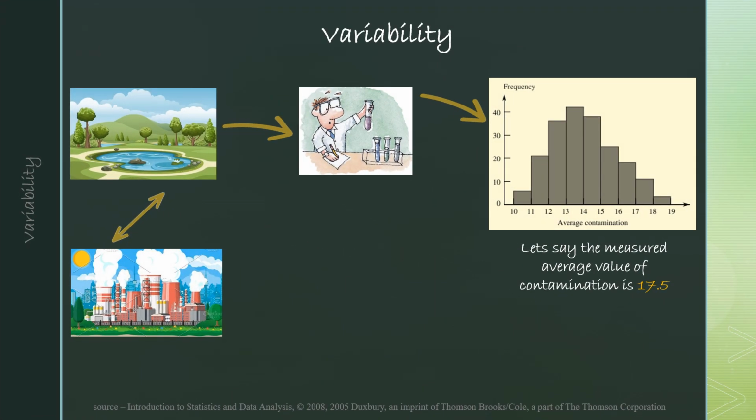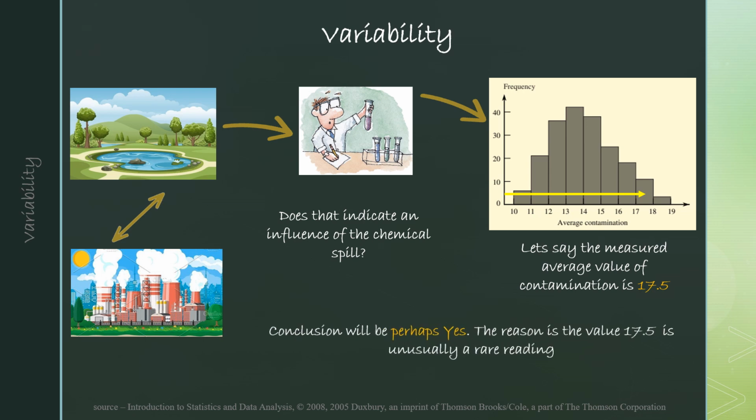Let's say the measured average value of the contamination is 17.5 instead. Does that indicate an influence of the chemical spill? Conclusion will be perhaps yes. The reason is the value 17.5 is unusually a rare reading looking at the variability displayed by the histogram.